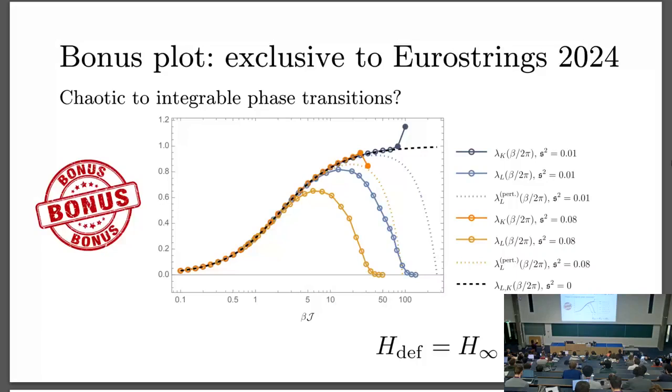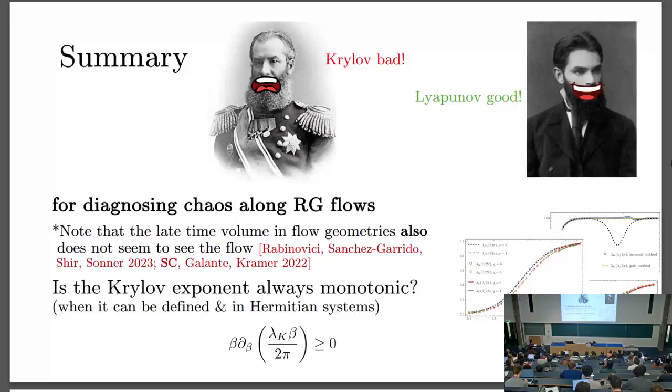And so there is a question whether there is really a strict phase transition back to integrability in these models. But in any event, in all the cases where we were actually able to define a Krylov exponent, so that the Krylov complexity was spreading exponentially, we saw that it was always monotonic. All right, so here I am at the end of my talk. So that's the short take-home message: Krylov, bad; Lyapunov, good for diagnosing chaos along RG flows.